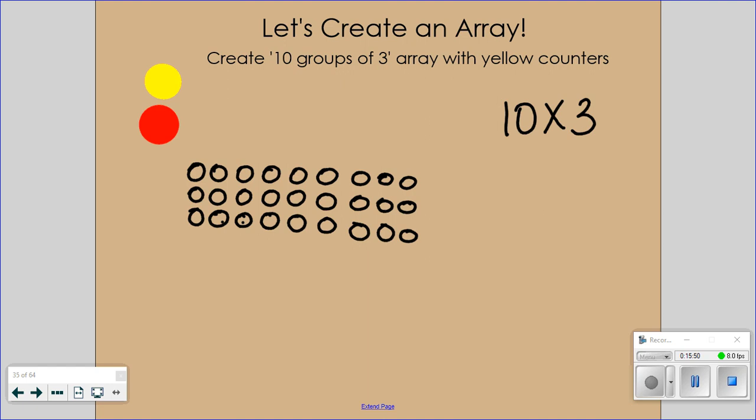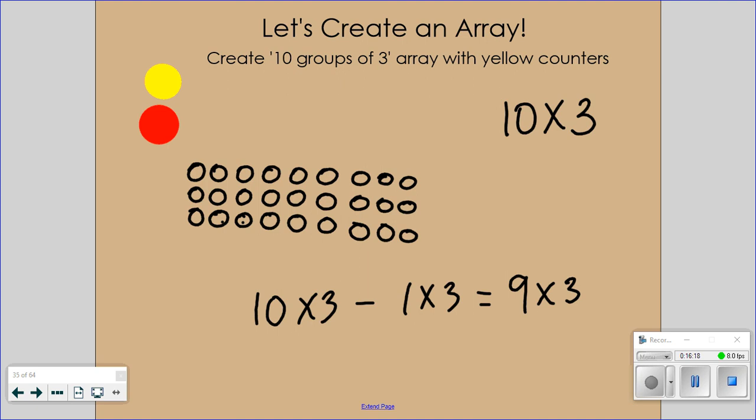In math language, this is what you just did. Look up here, please. I had 10 groups of 3. And then I took away, aka subtracted, 1 group of 3. How many groups of 3 do I have now, Lincoln? I have 9 groups of 3.